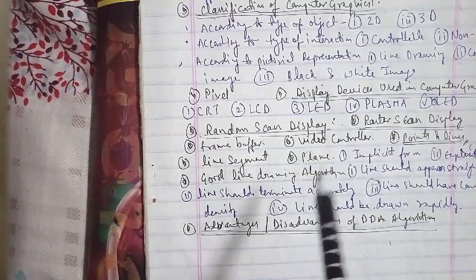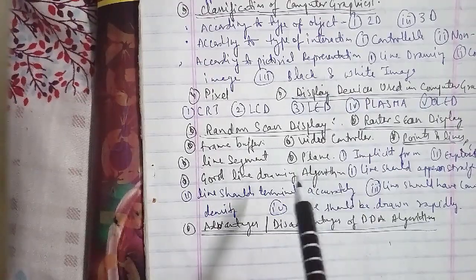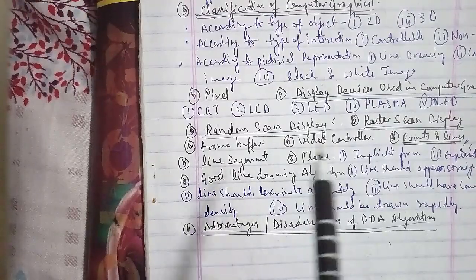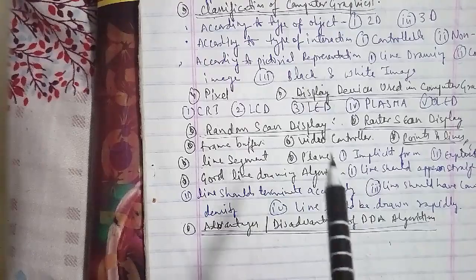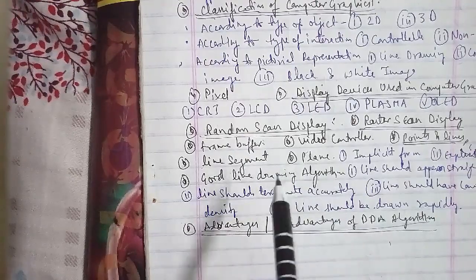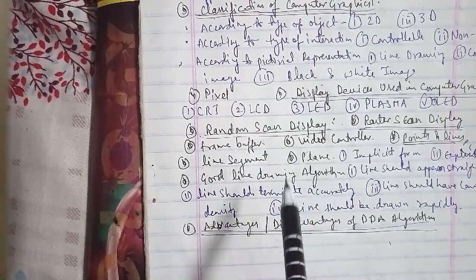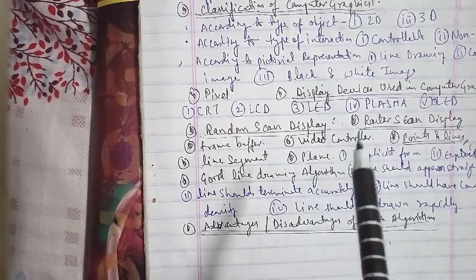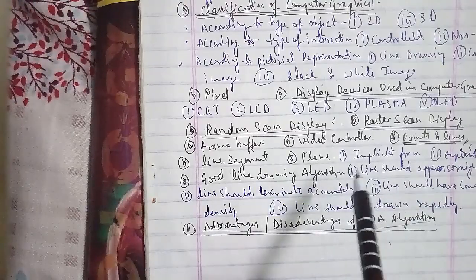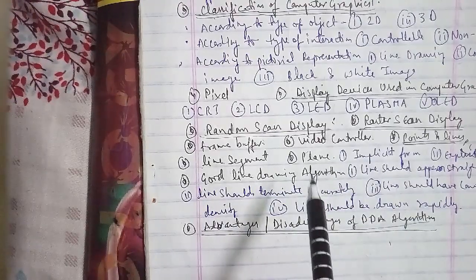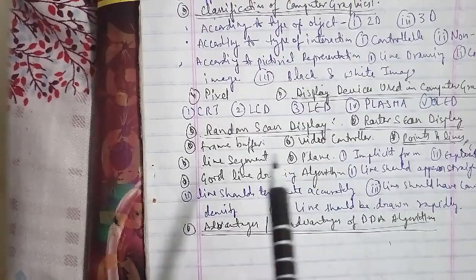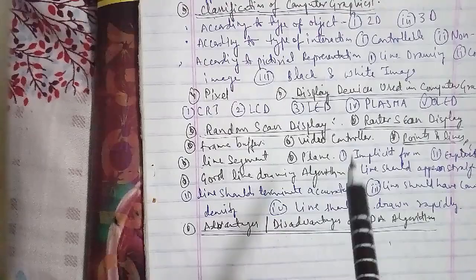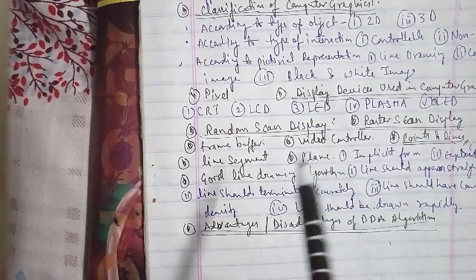The answer is resolution. The other question is: the dash is the ratio of image height to its width. The answer is aspect ratio. The other question is: the value of the initial decision parameter in the midpoint circle drawing algorithm is dash. The value of the initial parameter in the midpoint circle drawing algorithm is 5/4 minus r.